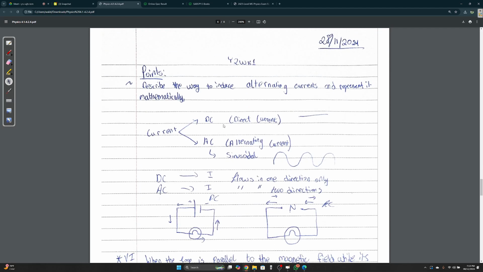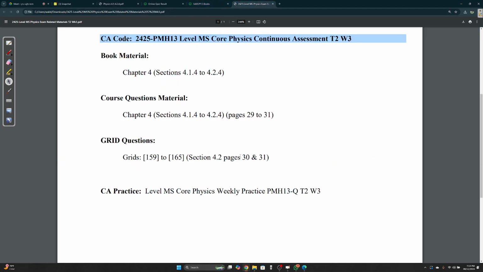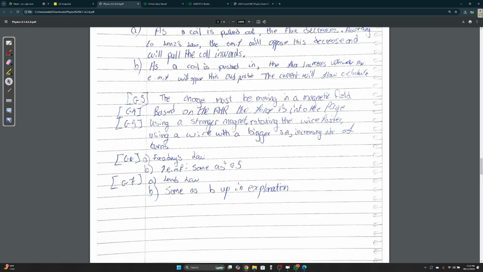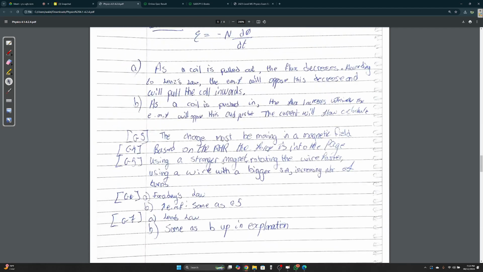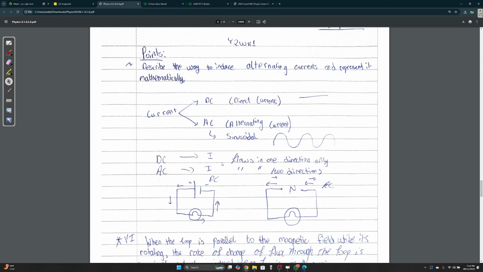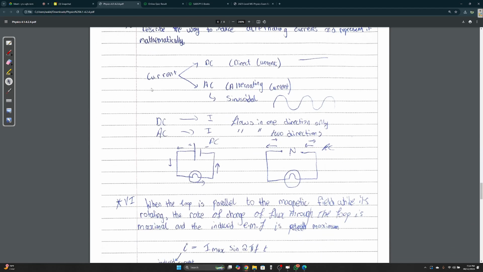Let's see. Describe the way to induce alternating currents and present it mathematically. Current. Yeah, this is where it starts to get a bit interesting. Current can be split into DC and AC, DC being direct current and AC being alternating current. From the words direct and alternating, you can kind of tell which is which.